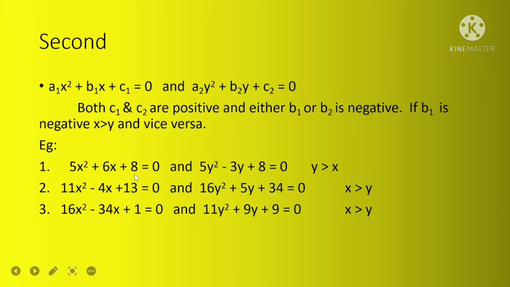That is, we cannot apply the first principle, since the first constant as well as the second constant are both plus 8. The second condition for applying this principle is that, of the values of b1 and b2, one of them must be negative and the other must be positive.